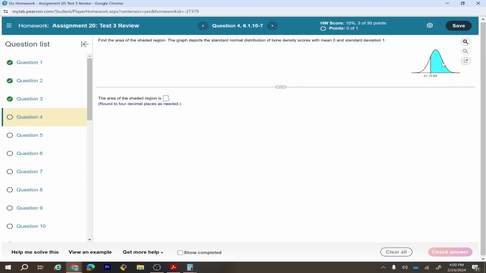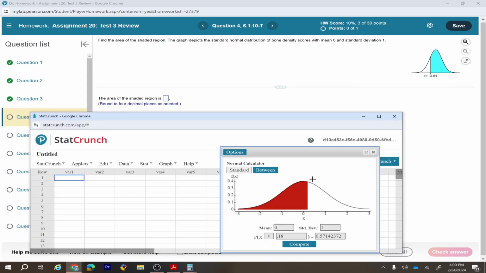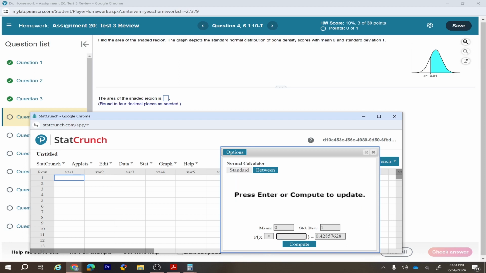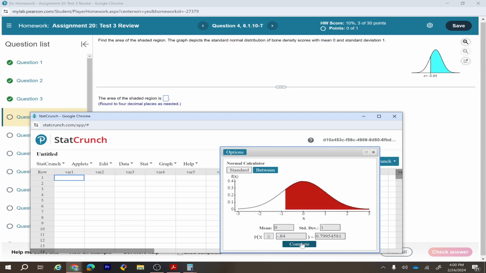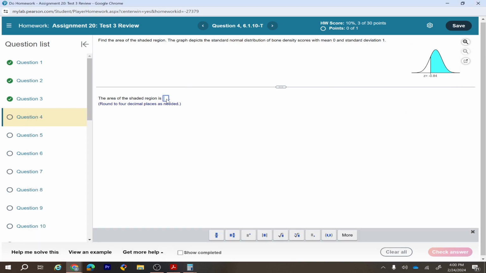This is a very similar question, but this time instead of less than, because you can see that the area is to the right, you have to choose greater than, and the value is negative 0.84. If you hit compute, that will give you the area under the curve to the right side of this z-score, which is 0.7995.